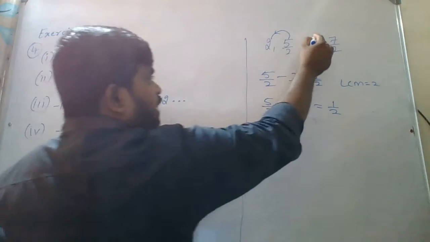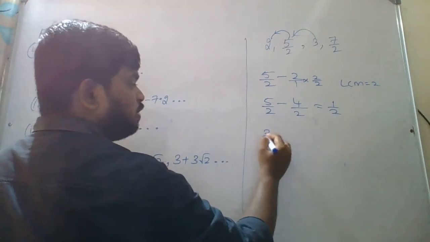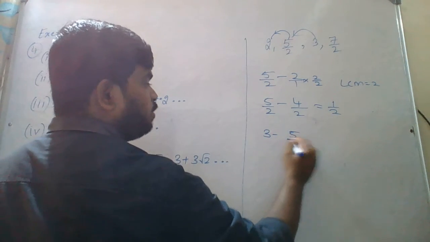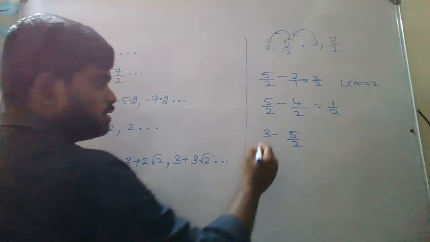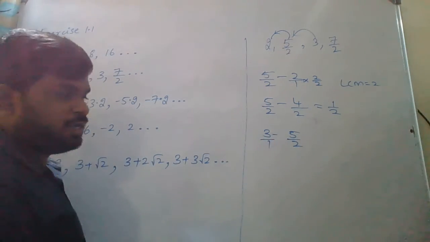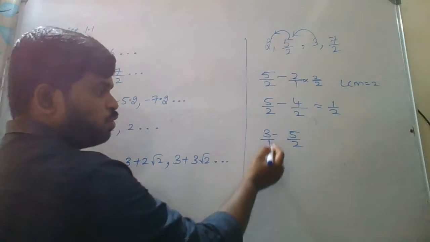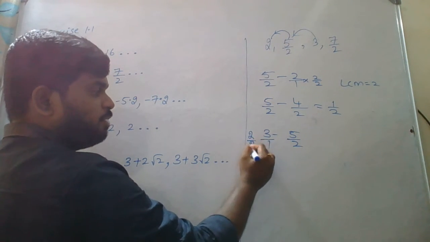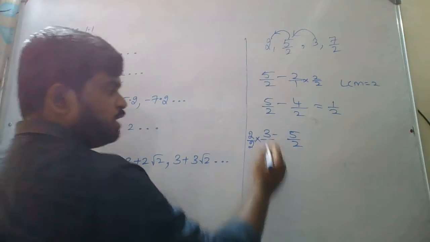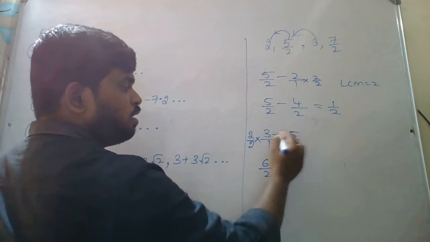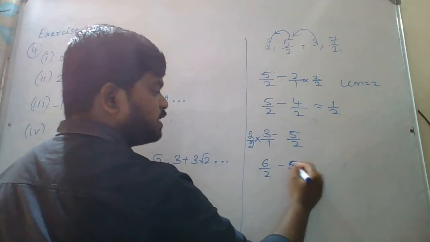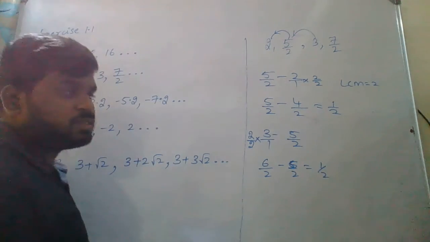Okay. Let's subtract this and this. 3 minus 5 by 2. This 3 can be written as 3 by 1. Doesn't change. Let's take a LCM. The LCM of 1 and 2 is 2. So to make this 2, we have to multiply and divide by 2. 2 3s are 6 by 2 minus 5 by 2, where you get 6 minus 5 is 1 by 2. You got the same answer.